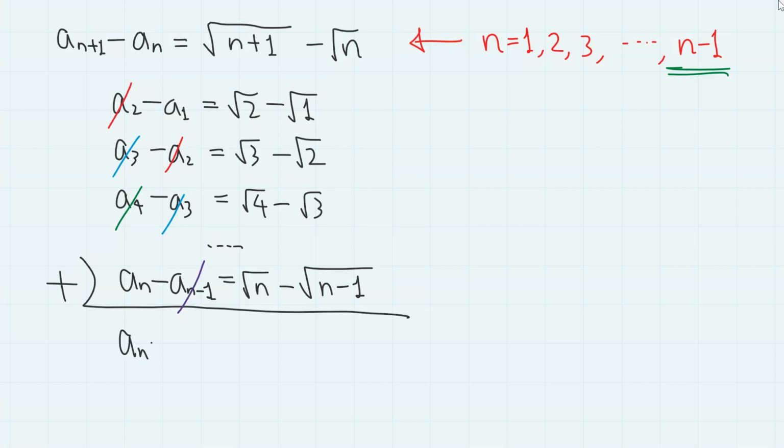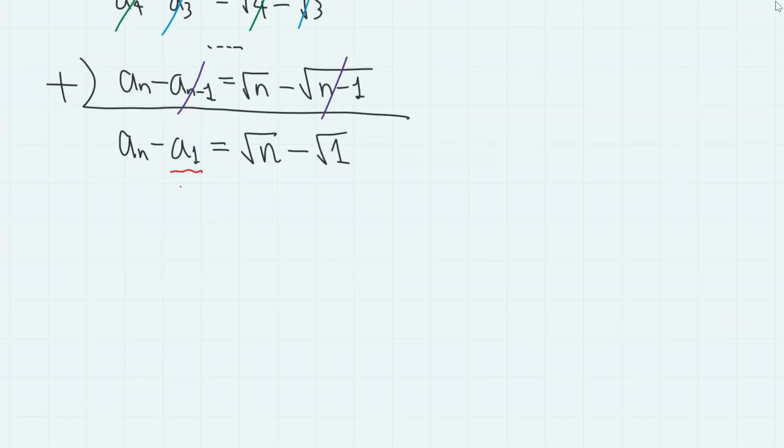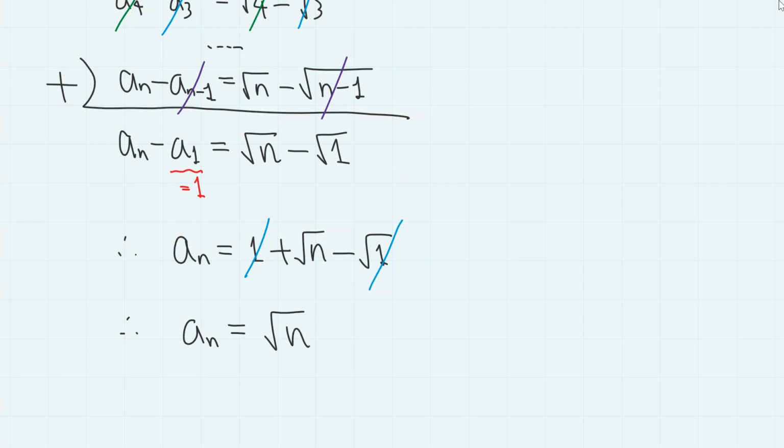So we have an minus a1. And on the right hand side, square root of 2 cancels out, square root of 3 cancels out, square root of 4 cancels out, and square root of n minus 1 cancels out. So we have square root of n minus square root of 1. And it is given that a1 equals 1. So we have an equals 1 plus square root of n minus square root of 1. So we have an equals square root of n. And this is the answer for the second problem.